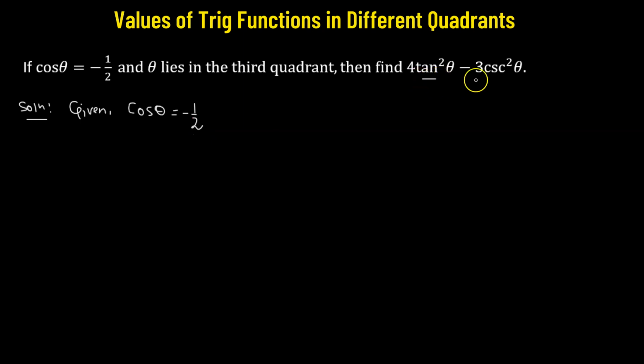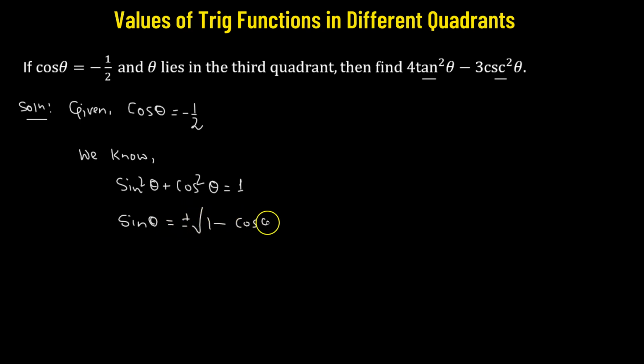We need to find out the value of tangent theta and cosecant theta first. To find tangent theta, we'll need to find the value of sine theta. We are going to use an identity. We know that sine squared theta plus cosine squared theta equals 1. If we substitute the value of cosine theta, -1/2, in this equation, this will help us obtain the value of sine theta, because sine theta is simply plus or minus the square root of 1 minus cosine squared theta.